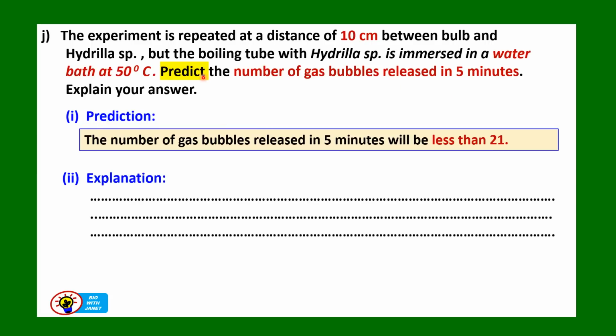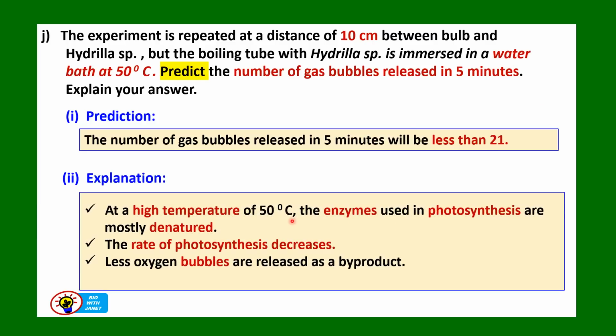So again, you look here, what you try to find out is what is the factor that's involved. It's no longer light intensity, compared to the old experiment just now. It's no longer concentration of carbon dioxide, but it is the temperature, right? So you have to explain what's the effect of high temperatures on the photosynthesis of the plant. At a high temperature of 50 degrees Celsius, the enzymes used in photosynthesis are denatured.